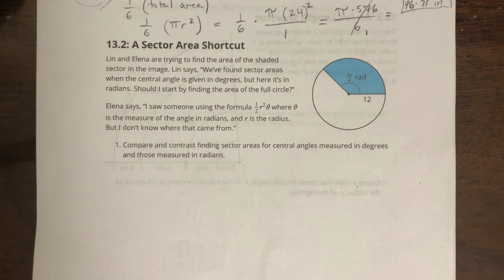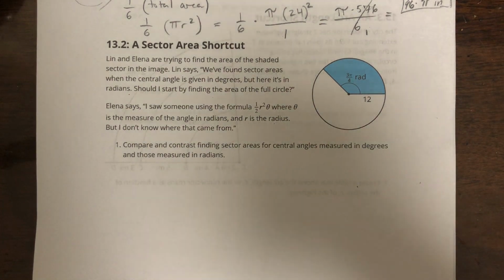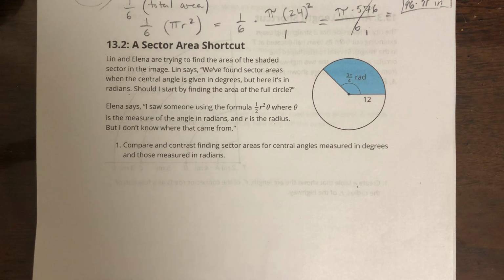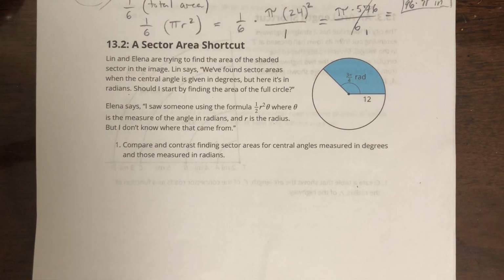So for number one, they want us to compare and contrast finding sector areas for central angles measured in degrees and those measured in radians.